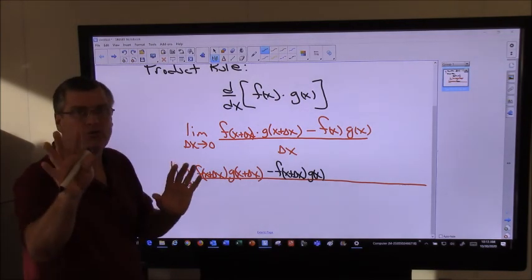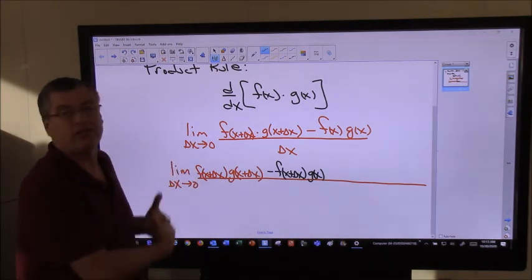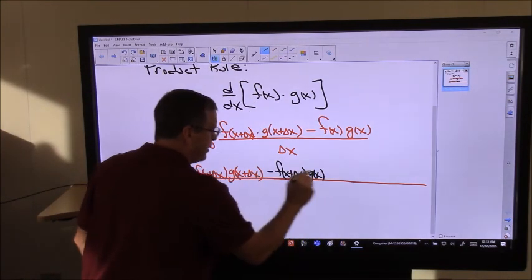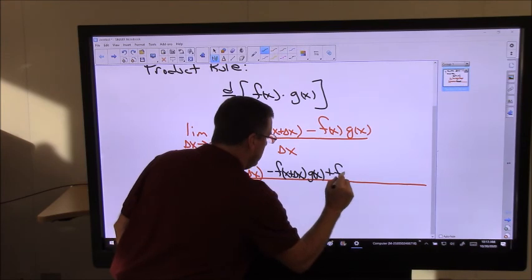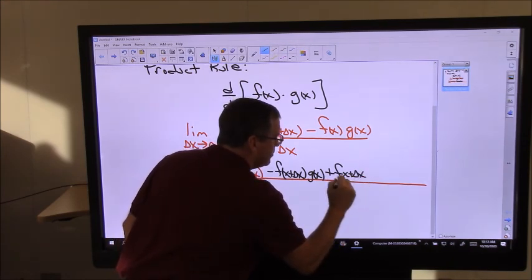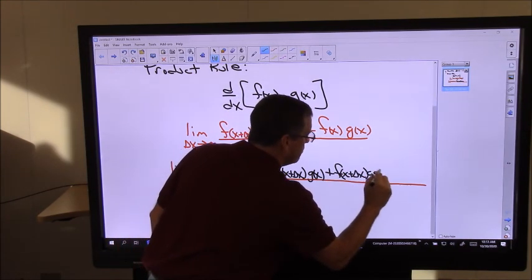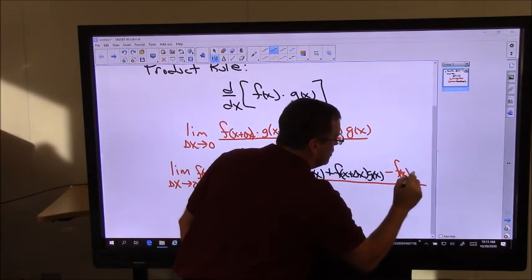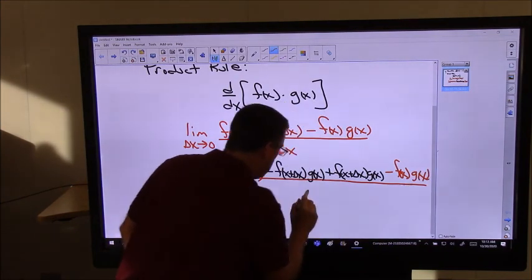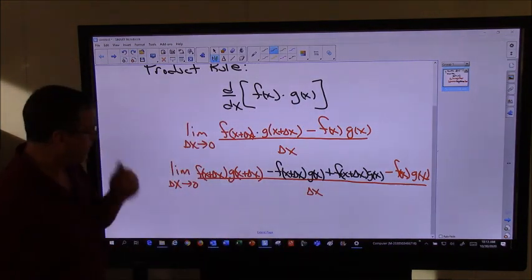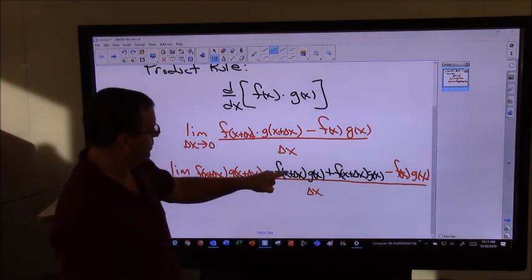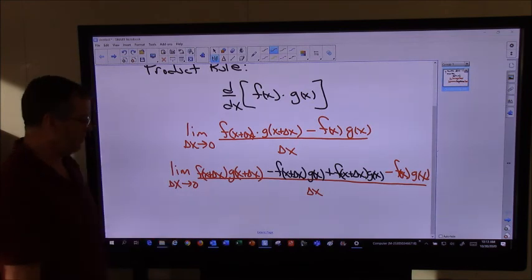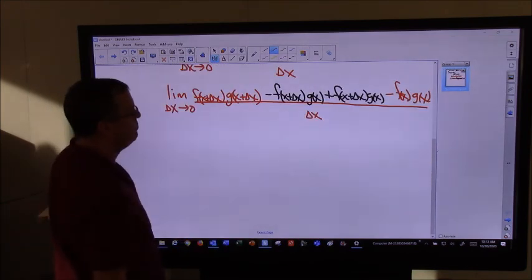You'll see why it's important, but they had to do a lot of work before they figured this out. So if I just add something or subtract something, I need to turn around and add the same thing back. And then I've got minus this, minus f of x, g of x, all divided by delta x. Okay? So I subtracted something and then turned right around and added the same thing. So really I've added 0 to this function. I haven't changed its value.